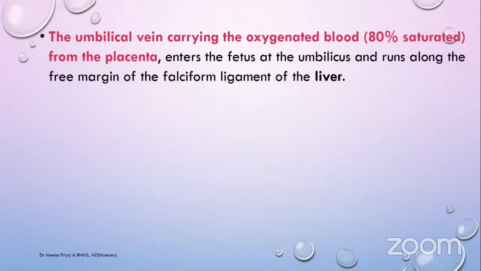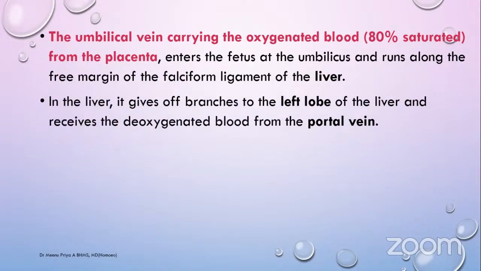Next is fetal circulation. This is the last part. How does it happen? Fetal circulation. Umbilical vein is carrying oxygenated blood. So always remember, umbilical vein carries oxygenated blood, 80% saturated blood from the placenta. From the placenta, it enters into the fetus at the umbilicus and runs along the free margin of falciform ligament of liver. Once in the liver, it gives off a branch.